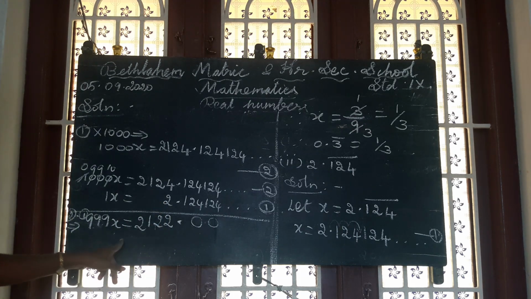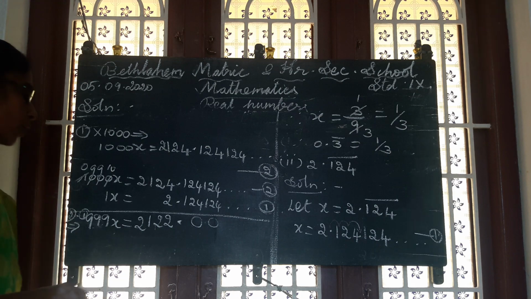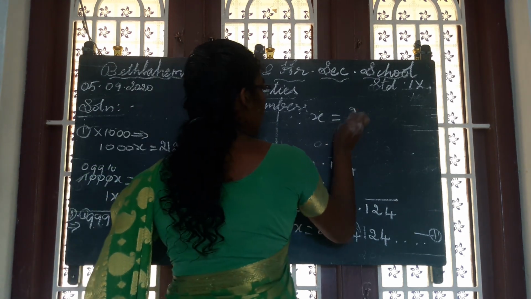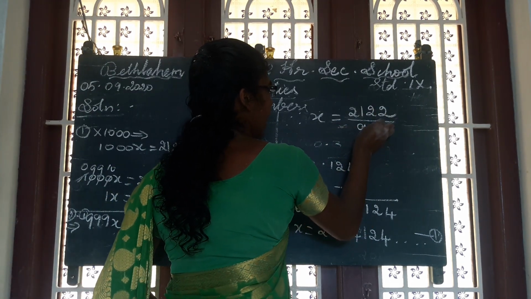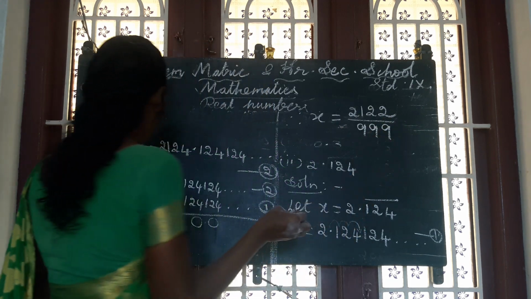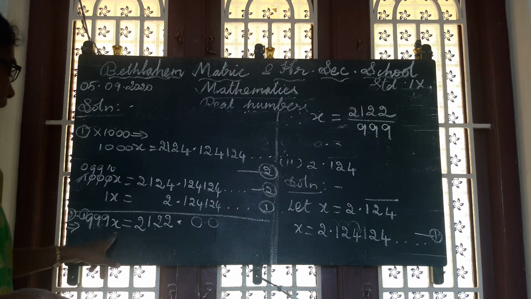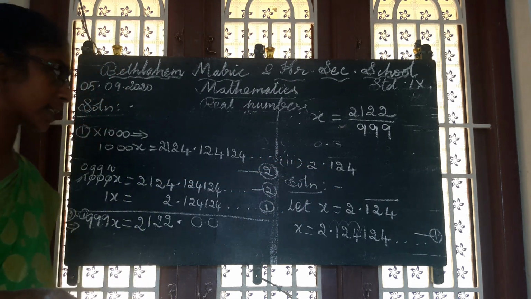So 999x is equal to 2122.00. Therefore x is equal to 2122 by 999. Can we cancel? We cannot cancel. So we can write this as the answer.